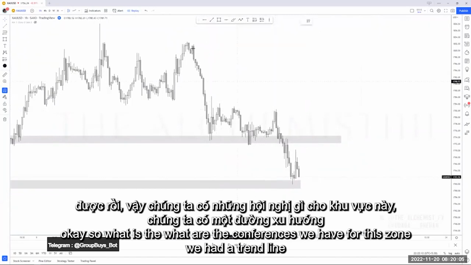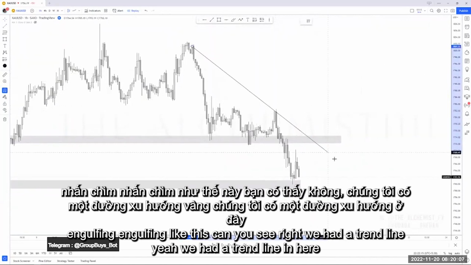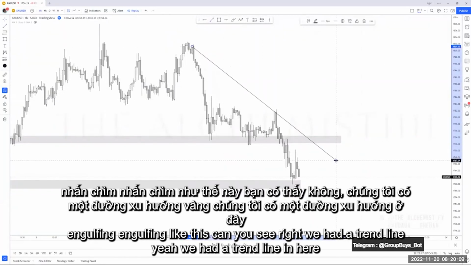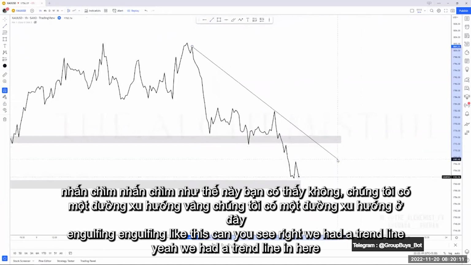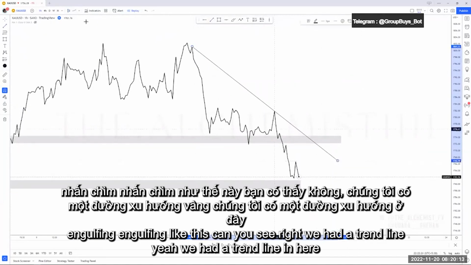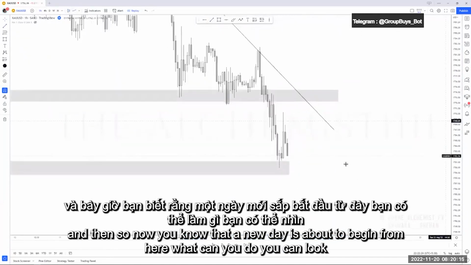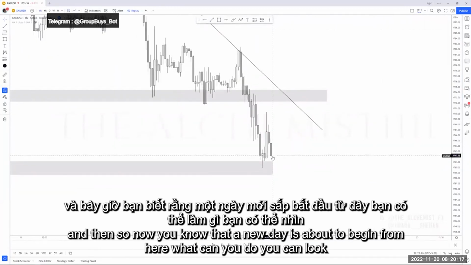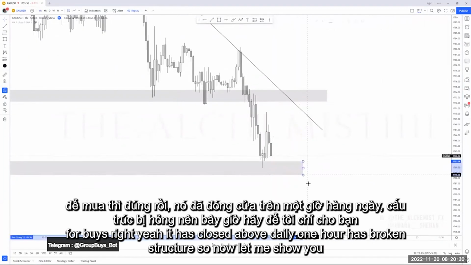We had a trend line, engulfing, like this. Can you see it? Right. We had a trend line in here. And now you know that a new day is about to begin from here. What can you do? You can look for buys, right?